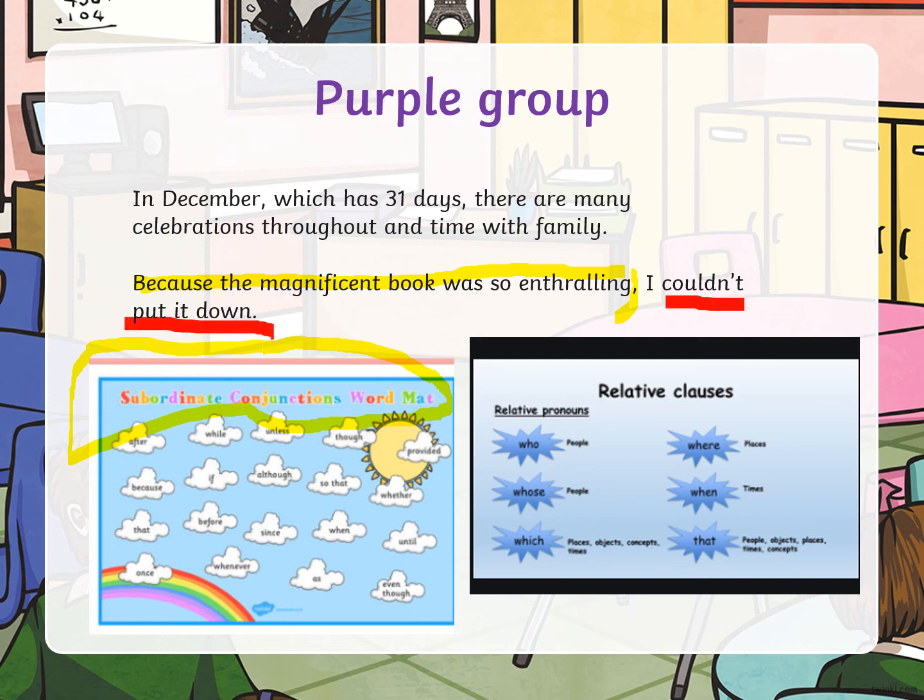Okay, and I've also given you a resource to help you with your relative clauses. So remember, all relative clauses need to start with a relative pronoun. So here we've got an example sentence at the top here. In December, which is 31 days, there are many celebrations throughout and time with family. So really use those to help you write your sentences today.